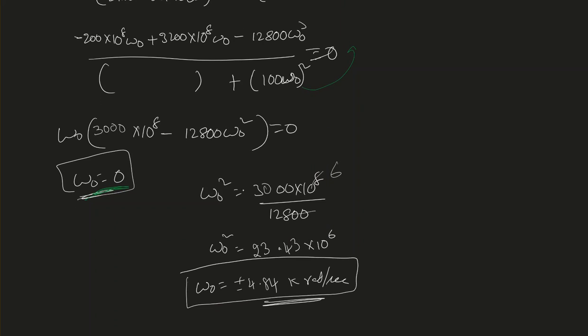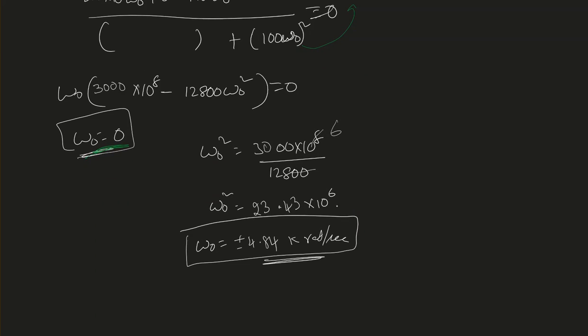Omega naught squared is nothing but, so 3200 minus 200, which is 3000 times 10 to the power of 8, minus 12,800 omega naught squared. So omega naught squared equals 3000 divided by 128, 12,800, so I'll end up with omega naught squared equal to 23.43 times 10 to the power of 6. Omega naught equals plus or minus 4.84 kilo radians per second. Thank you very much.